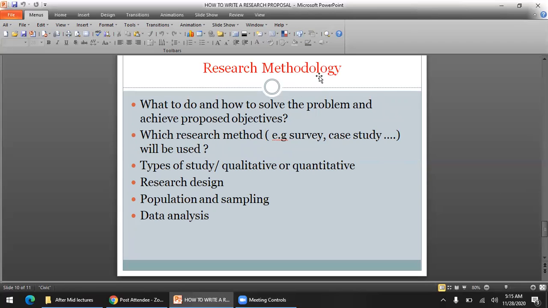And what is research methodology? What to do and how to solve the problem and achieve the proposed objectives. So, the proposed objectives, you will follow in the research methodology. We will show the methodology, which research method, such as survey or case study, will be used.